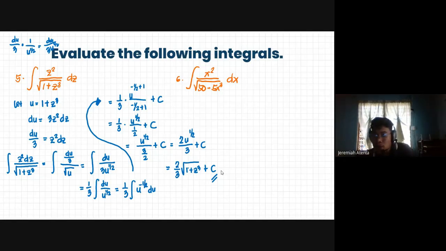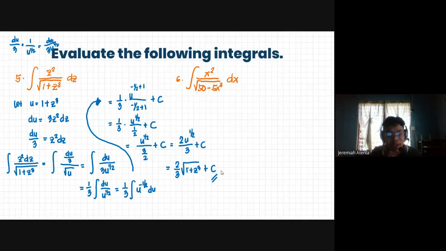Now, how about number 6? You try this one. What would be our u? Ano kaya yung u natin? Para actually, in my case, sometimes, kung ako yung nag-solve sa number 5, madali lang yung may square root kasi maliit lang yung solution.